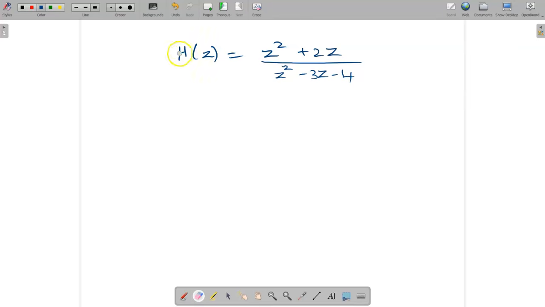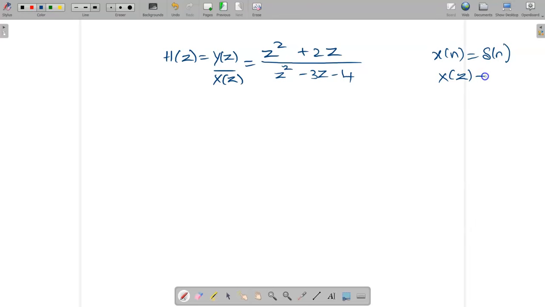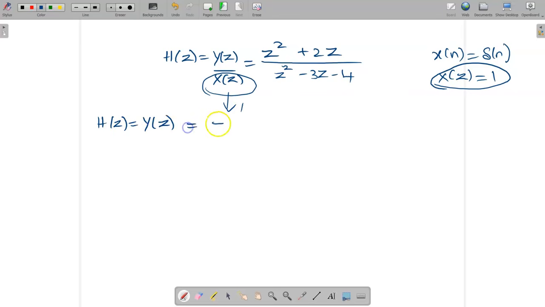Okay. So actually h of z is given by what? Y of z by x of z. Let me write that. So h of z is y of z by x of z, which is nothing but this term. Okay. And already we have considered x of n as what? Delta of n because of impulse response. So x of z is 1. So wherever we have x of z, we have to replace it as 1. So what happens? Whatever h of z, it is equal to y of z. So nothing to change in that equation. So we will be getting z square plus 2z divided by z square minus 3z minus 4.